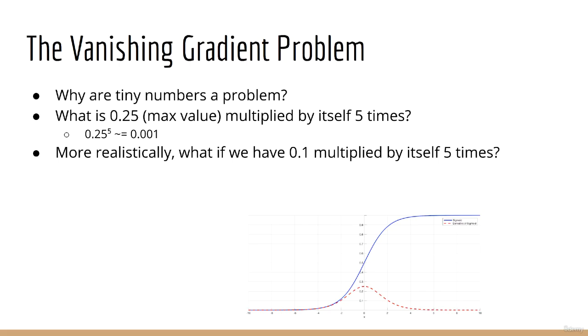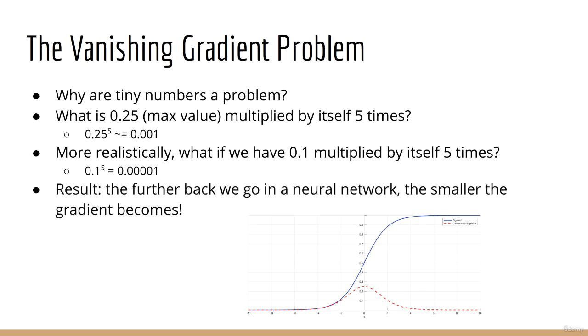That's 0.1 to the power 5, which is 0.00001. In other words, this leads to the result that the further you go back in the neural network, the smaller the gradient becomes. We call this the vanishing gradient problem.